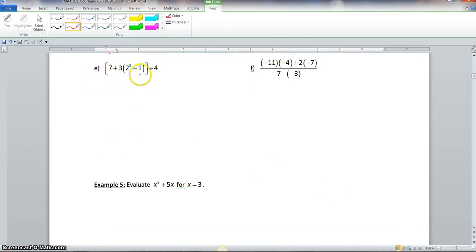Now example E, we look inside this parenthesis here. We have this bracket, but we go to this parenthesis. We have an exponent and subtraction. We do the exponent first. So we have 7 plus 3, and then parentheses, 2 to the third power is 8 minus 1.